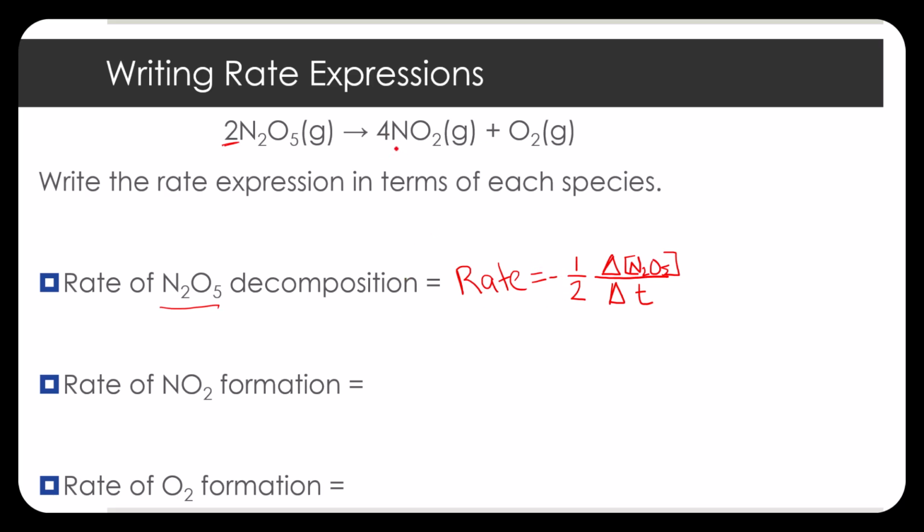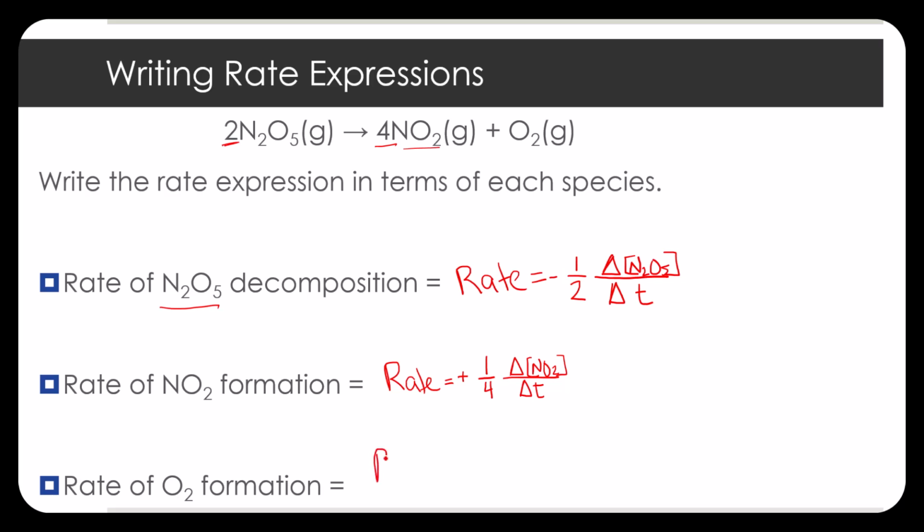Now I want to do the same thing for my products. So rate equals change in concentration of NO2 divided by change in time. This is a product, so we're forming it. That's going to be a positive. And this one also has a coefficient, so I'm going to multiply by 1 over that coefficient, 1/4.